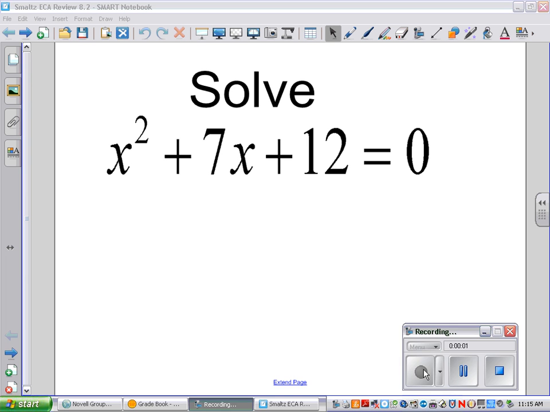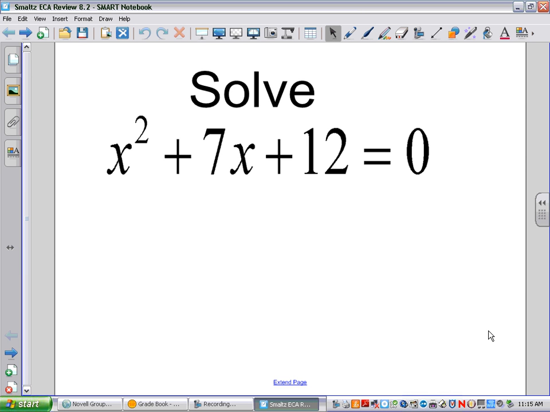All right, hello again. This would be 8.2, I think it is. Solve x squared plus 7x plus 12 is 0. Notice that has an x squared in it, so it's a quadratic. So we will get two answers.